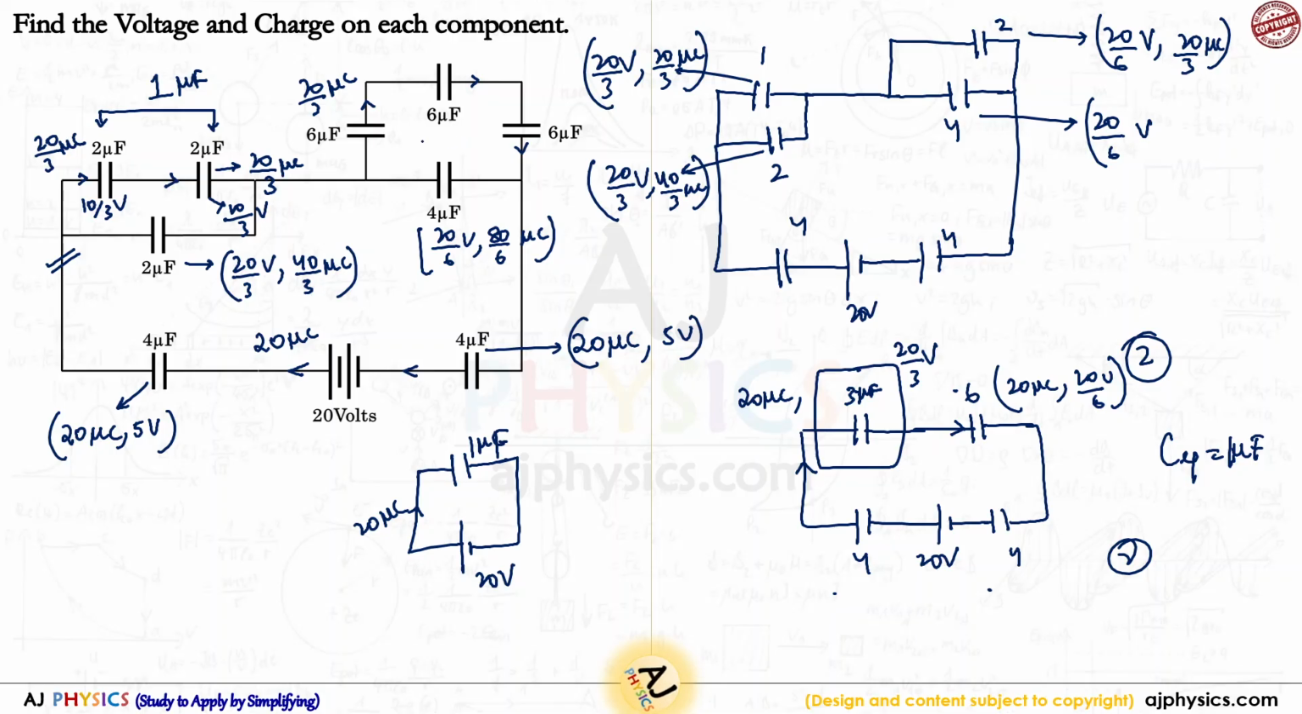And if we need to find the voltage, that would be charge divided by capacitance. So that would be 20 divided by 18 on each of them, because they are similar capacitors in series, so they will possess equal charge and voltage. So this is done.